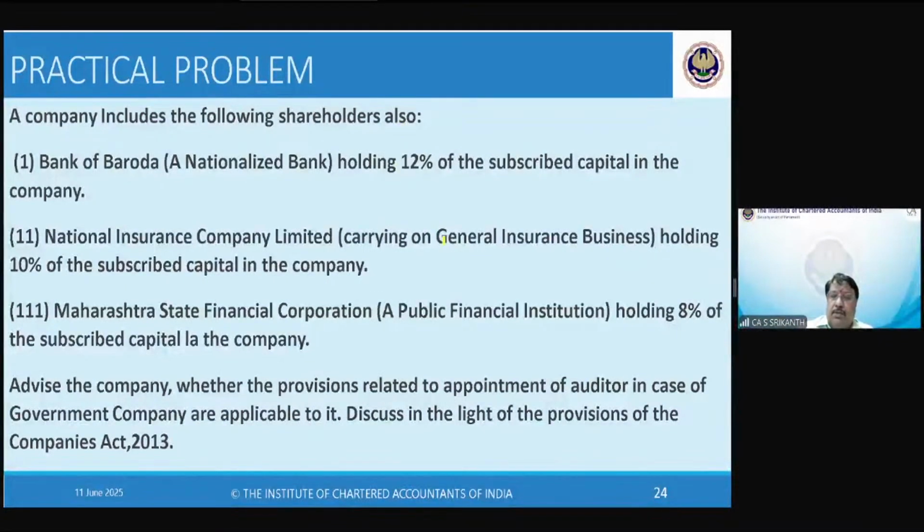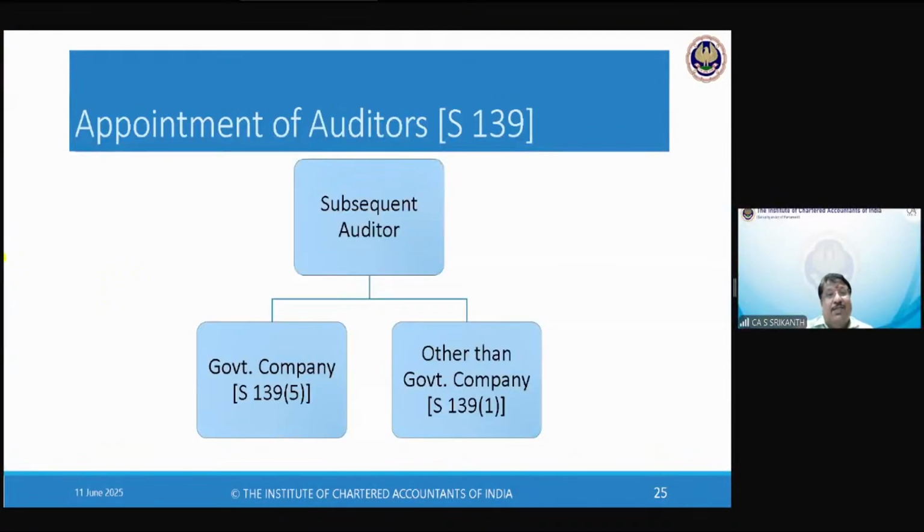That's nice. Now, we go to the next category of appointment. What is that? Subsequent auditor. From the incorporation date, within 30 days or whatever, 60 days, CAG appoints or board appoints, first auditor appointed. He will hold office only till the conclusion of the first annual general meeting. Thereafter, what happens? Subsequent auditor appointment. So, auditor is appointed for a period of 5 years at a time.